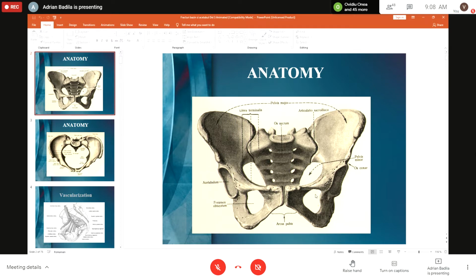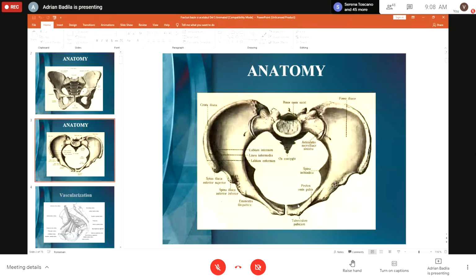Here is the foramen obturatum, the ischiatic tuberosity. This is the ischiopubic rami, and here we have the iliopubic rami, the two acetabulums which will form the hip joints.